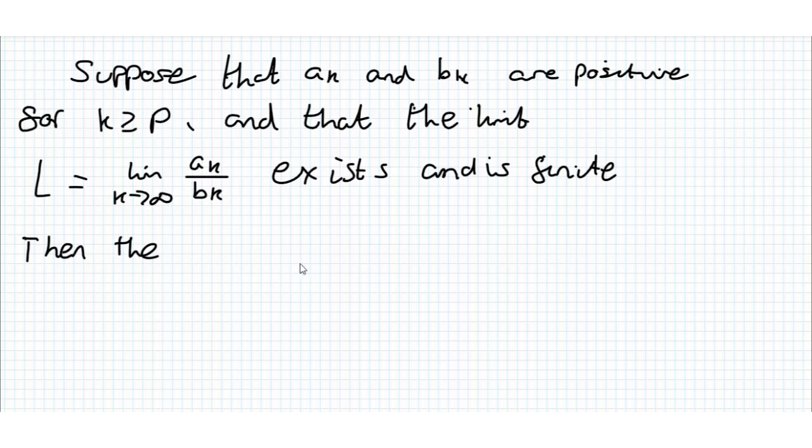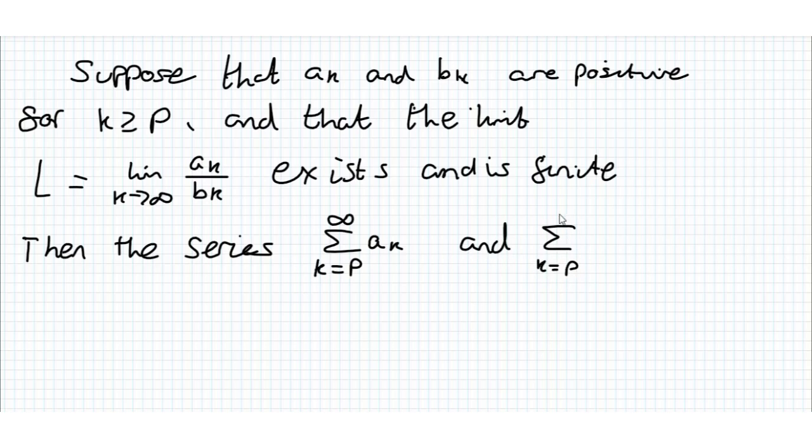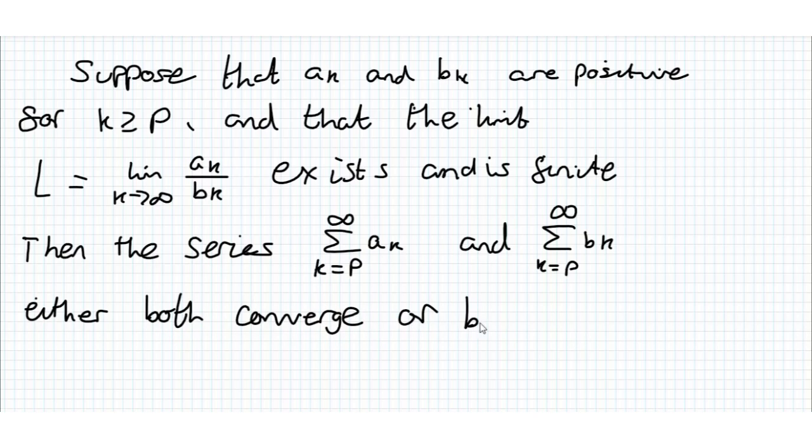the series, the sum from k equals p up to infinity of ak, and you guessed it, the sum from k equals p up to infinity of bk, behave the same, so they either both converge or both diverge. Okay, so that's quite a nice result.